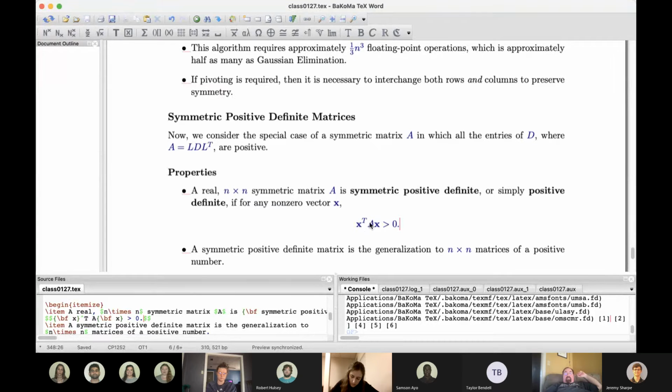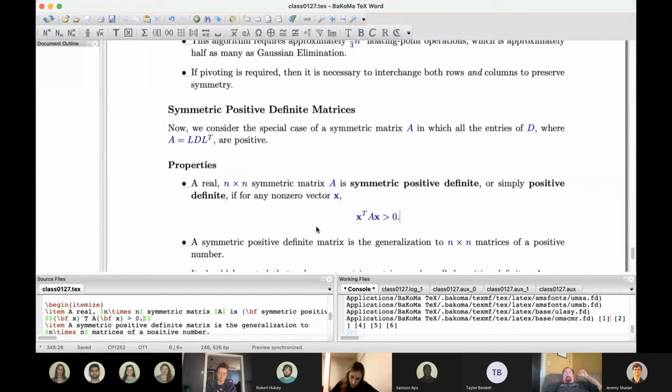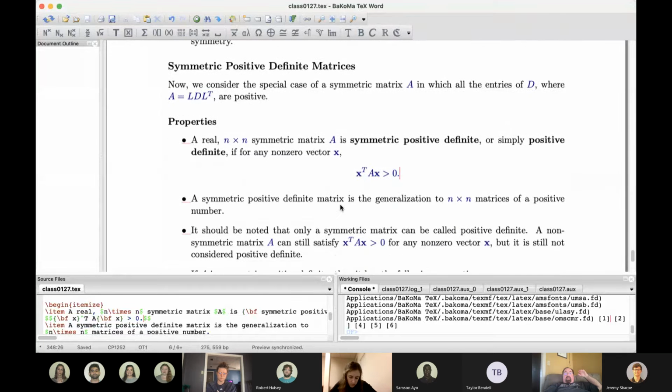Now I want to point out the definition requires this and symmetry. There are matrices that are not symmetric for which you can show that this property holds, but you don't get to label those as positive definite. So we're assuming symmetry all along.